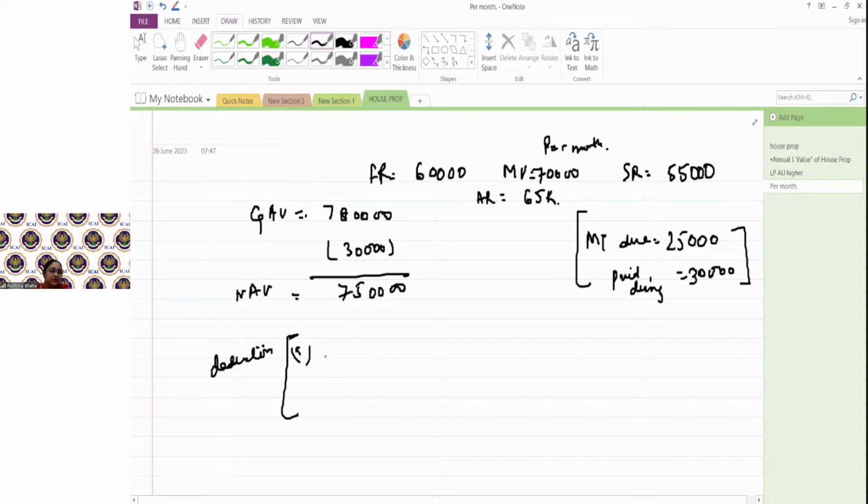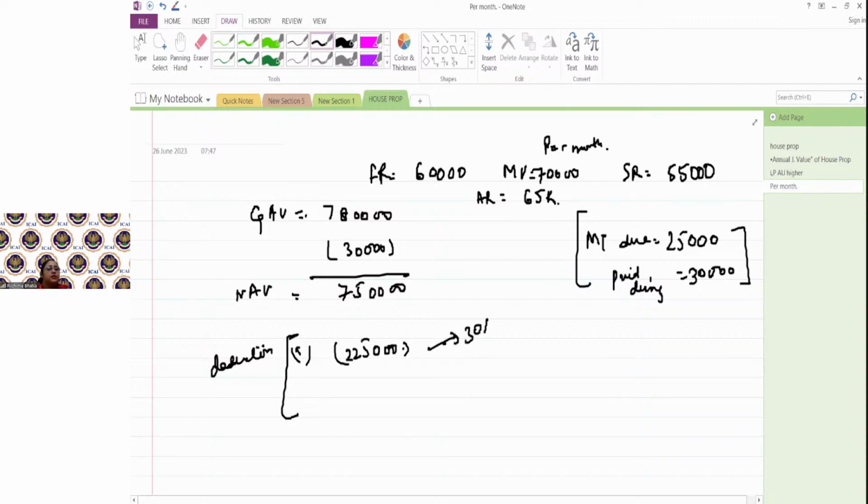In let out property, the standard deduction is flat at the rate of 30% of net annual value. Whatever is the net annual value, a flat 30% would be allowed as deduction, which is 2,25,000.